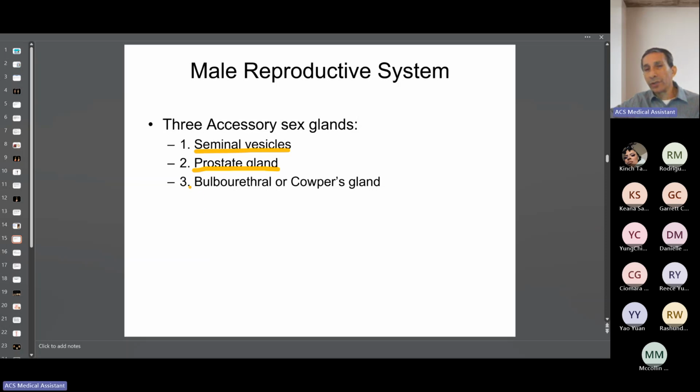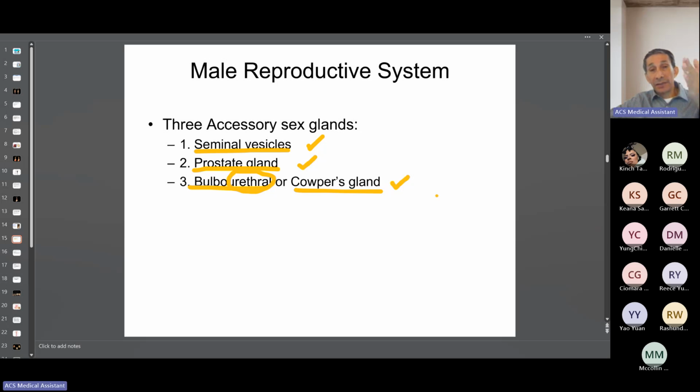Neither the bulbourethral or Cooper's gland. Bulbourethral. See, urethral. Oh, wait a minute. That sounds like the urethra. Yes, you're right. We're going to have a gland right there where the urethra starts. And each one of these glands is going to provide some substance, some secretions.